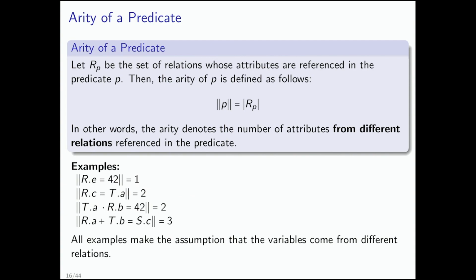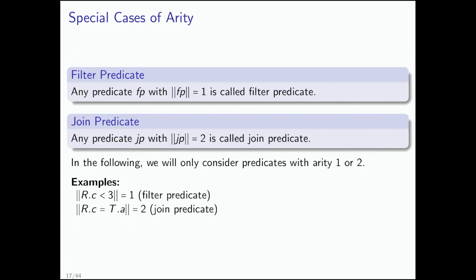Of course, you could also have conditions phrased against three attributes from three relations, something like R.E plus T.B equals S.C. Why not, if that makes any sense to your application. That would be arity 3. We will concentrate in the following on arity 2 and 1. Okay, so much about that. Again, I wrote it down: those are the special cases. We have this filter predicate and the join predicate, and here again are the examples.